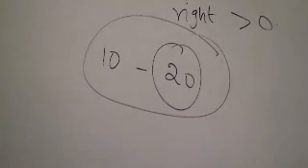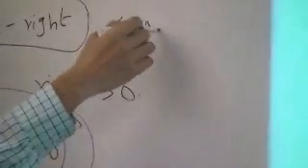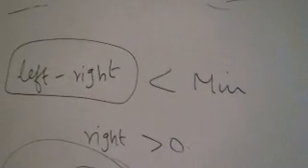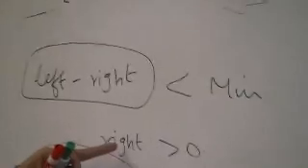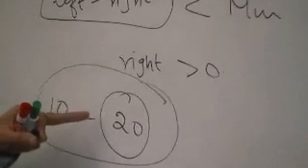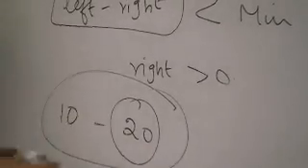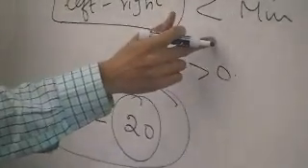If I'm going to reduce something, it's going to go towards the minimum, not to the maximum. Okay, I see. So you want to check what? Left minus right is less than minimum. That's how you decide whether you want to compare this with minimum or maximum. If right is greater than 0, the overall value is going to only reduce, like 10 minus 20. So you're going to check with the minimum.